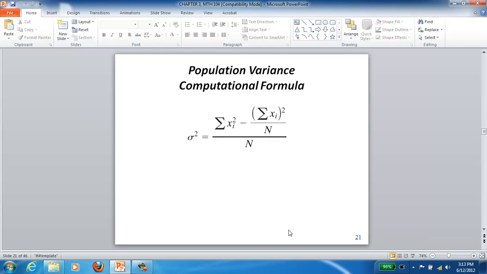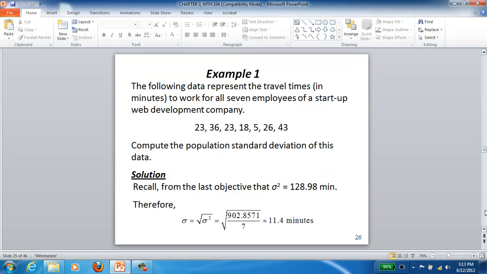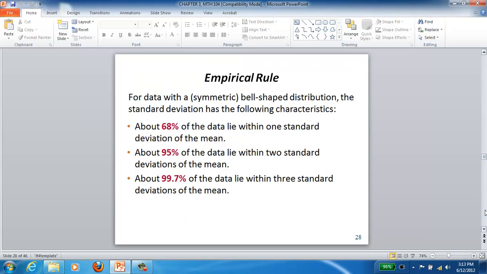Yesterday we talked about the mean, the median, the mode, the range, the variance, and this is the formula that I would like you to use for the variance and the standard deviation. So we went up to slide 27, example 2. So today we will talk about the empirical rule.